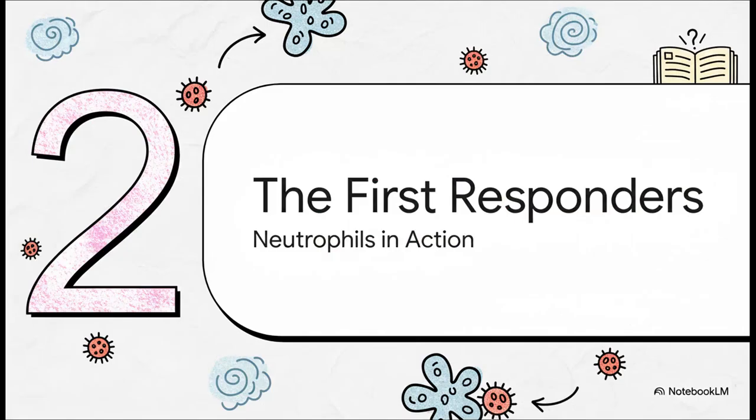Okay, so now that we've looked at the total count, let's drill down into the differential. And we have to start with the most numerous of our white blood cells. If the immune system is an army, the neutrophils are absolutely the frontline infantry. They are the first to arrive and the first to engage the enemy.